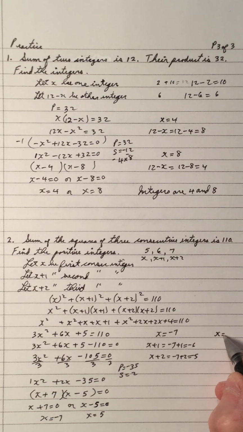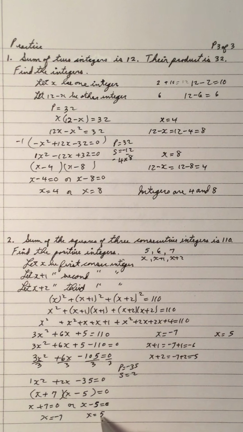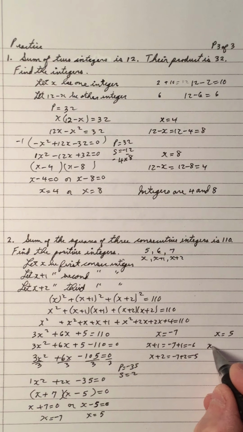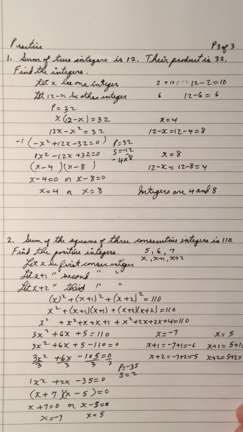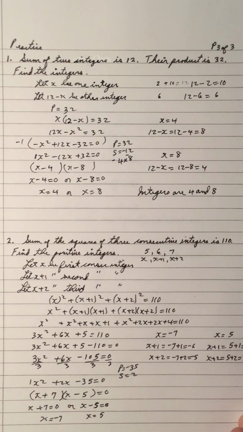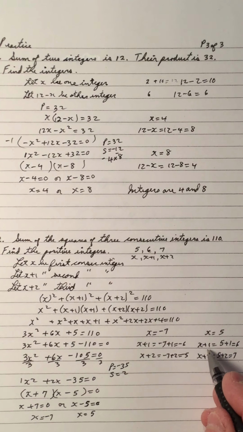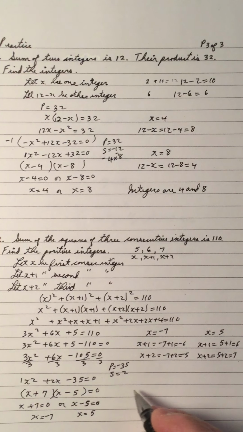Now when we have x equal to 5, we have to check out the 5 now. So x plus 1 is 5 plus 1, which is 6. And x plus 2 is 5 plus 2, which is 7. Just make sure you see that. So adding 1 on, x plus 1 is 6, and 5 plus 2 is 7. So we have two sets.